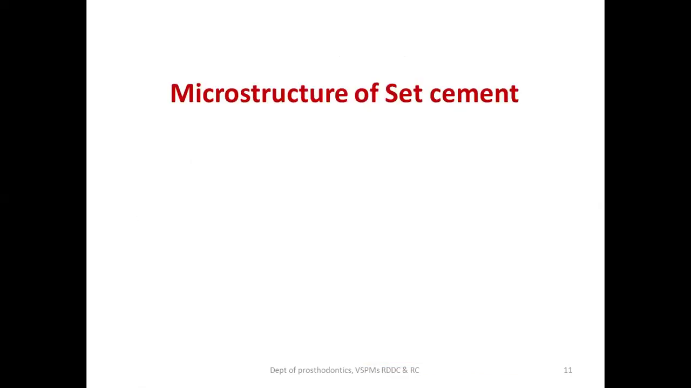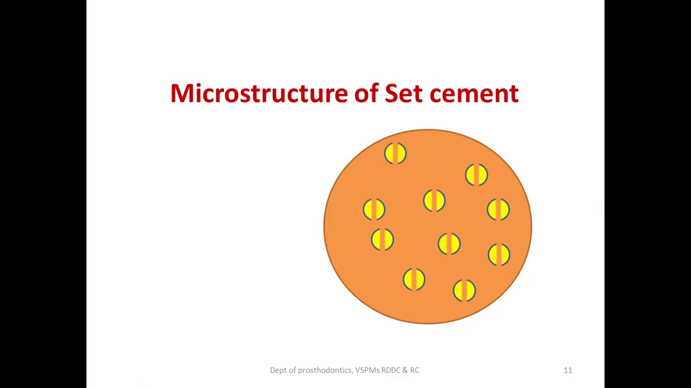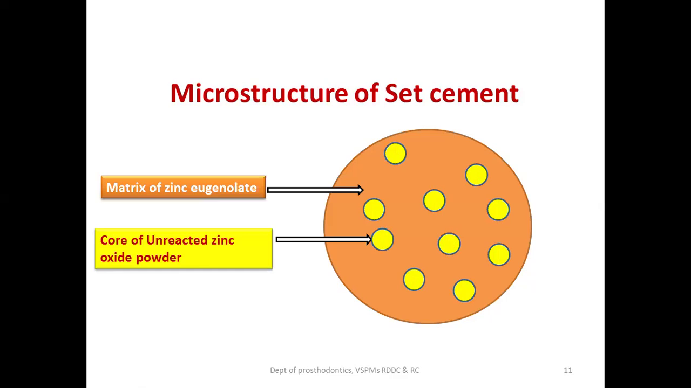Now, if you see the microstructure of the set cement, it is very simple, and you should draw it whenever the setting reaction is asked. Whenever the microstructure is asked, you will have to write it into the core and the matrix. The core means the unreacted powder particles of zinc oxide, and the matrix is all the background that you can see in the image, that is the orange background, which is the product that we assume, that is zinc eugenolate, a chelation product, and this is the background of the set cement.